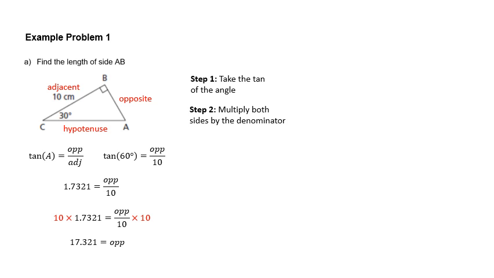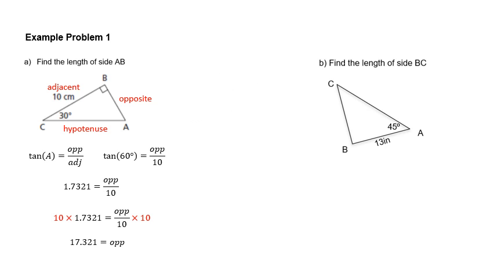So when we're solving these, we first take the tan of the angle, and then we multiply both sides by that denominator to get the opposite side by itself. So let's look at a second example. In this example, we have the angle 45 degrees. We have side 13, and we're looking for side BC. So that's the side opposite 45. I want you to pause the video and take a second and try it and see how you do.